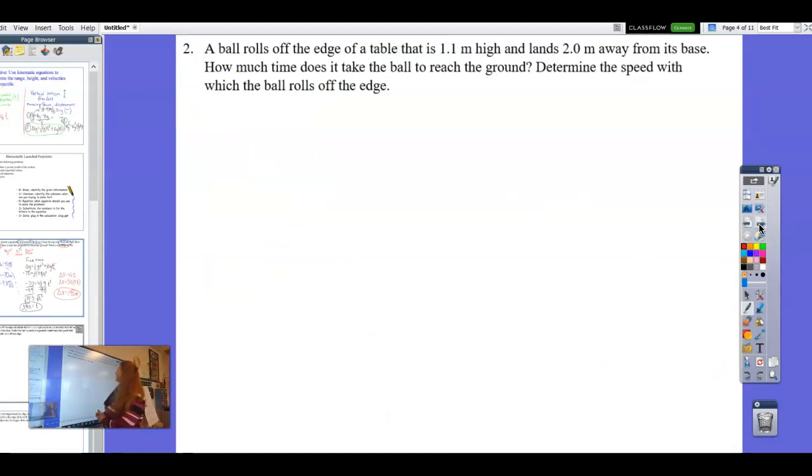A ball rolls off the edge of a table that is 1.1 meters high and lands 2 meters away from its base. How much time does it take the ball to reach the ground? So here's another problem where we are going to have to find time. Let's go ahead and think of our picture. So we have a ball rolling off the table. Now when it rolls off the table, it's moving level. So this is a horizontally launched projectile.